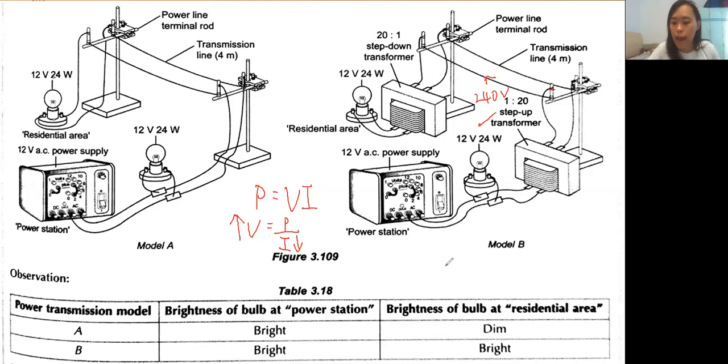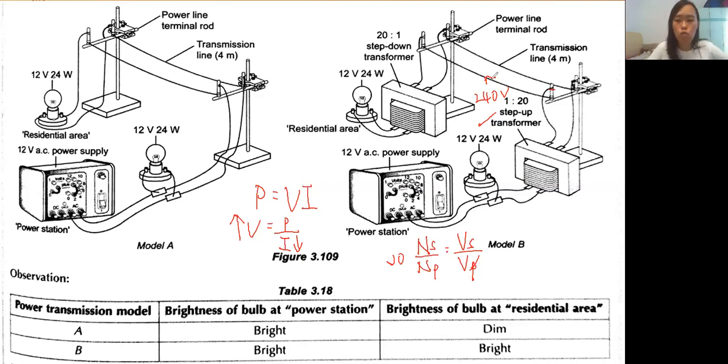How do I know that? I just use the formula Np over Ns equals Vp over Vs. Since I know the ratio of this one is 20, I just put in the 12 volt here. This is the primary, and the secondary we will find here.